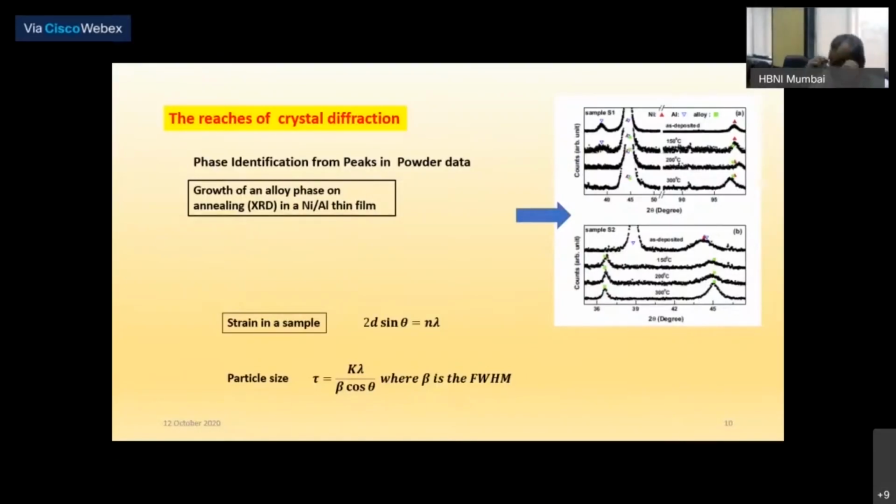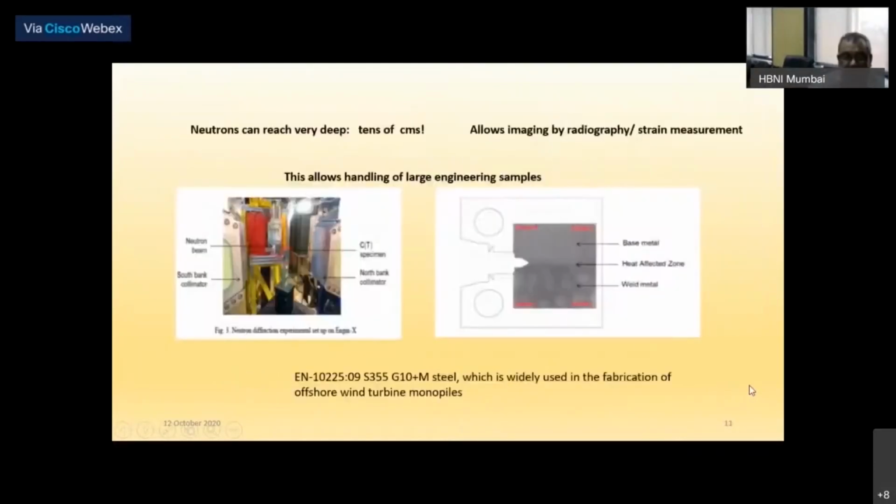Particle size is given as K lambda over beta cos theta, where K is a shape parameter, usually close to 1. Lambda is the wavelength. Beta is the full width at half maximum for such peaks when you fit a Gaussian Lorentzian composite, and this gives the particle size. So this is a very common way to find out particle sizes.